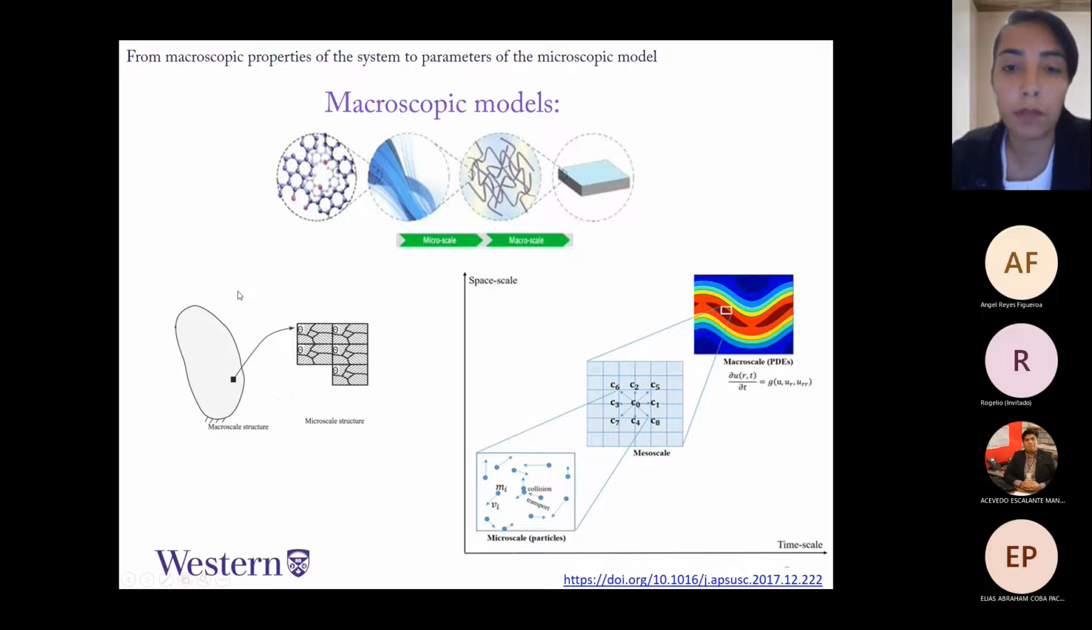What we are doing here is looking for a way to connect microscopic properties of the system to macro-scale PDEs. When we have microscopic or fine-scale data, we are looking for a way to build a bridge between micro-scale and macro-scale both.